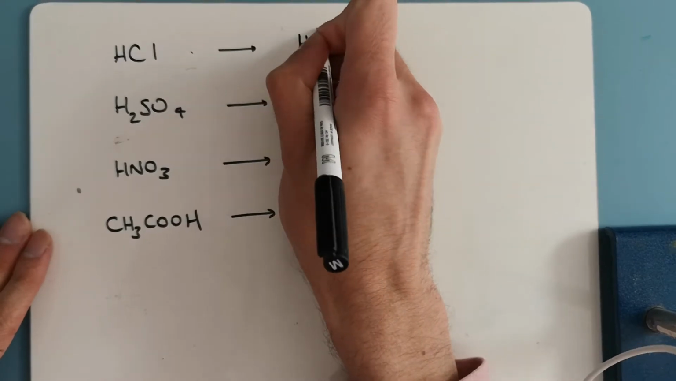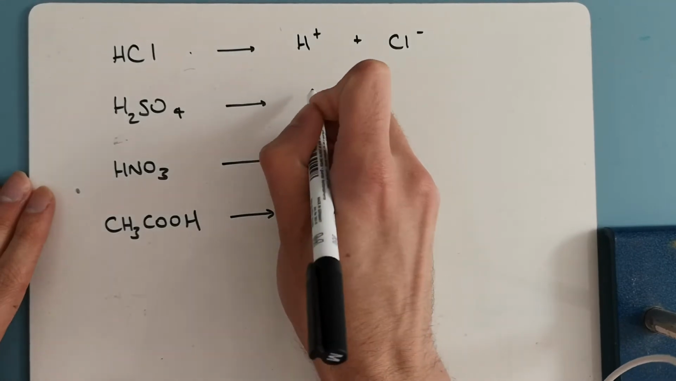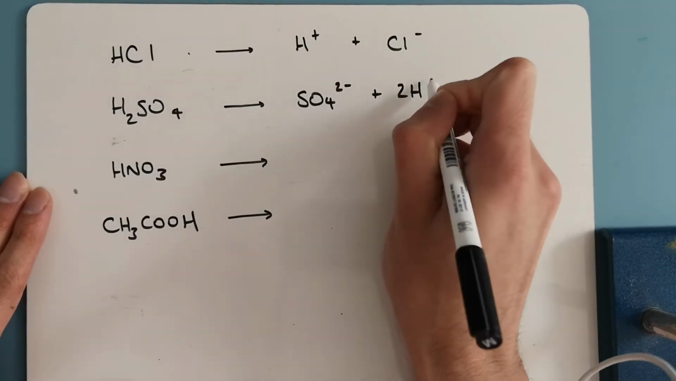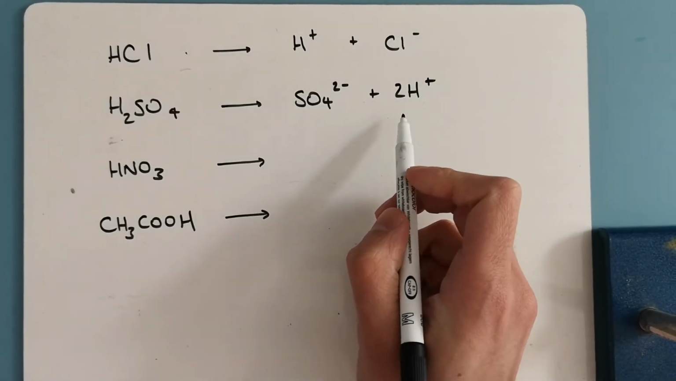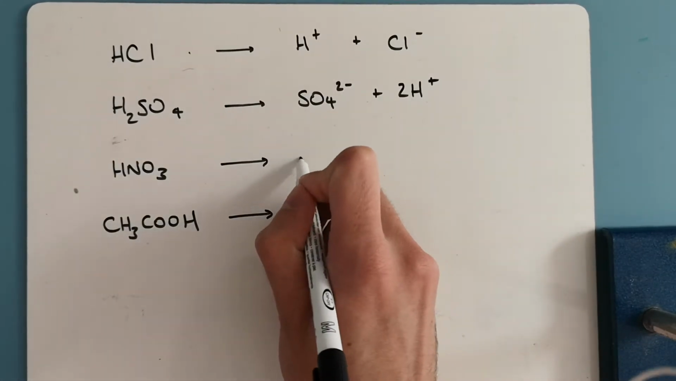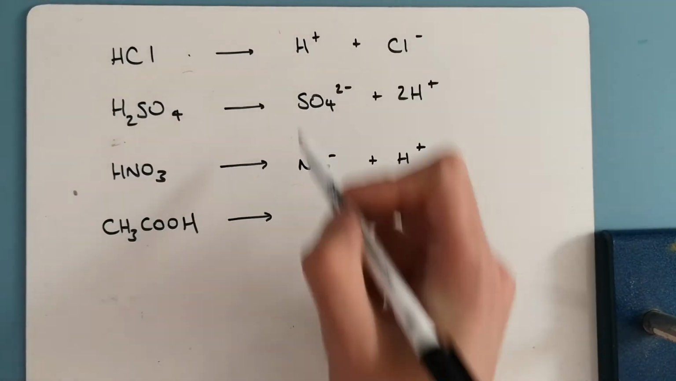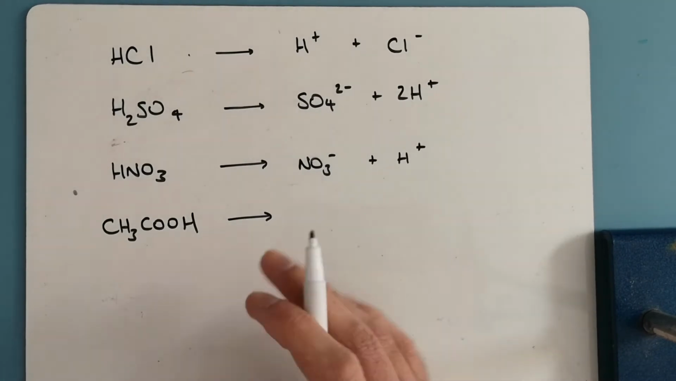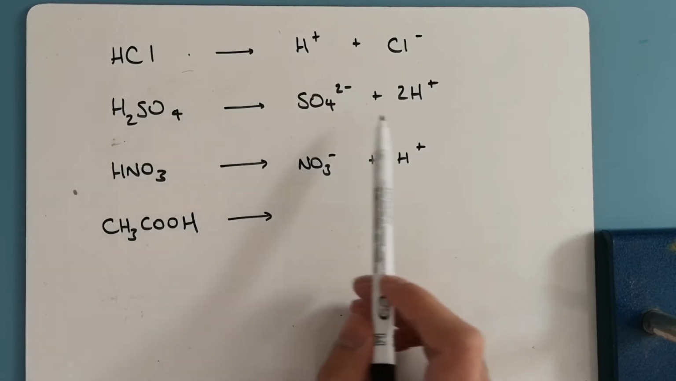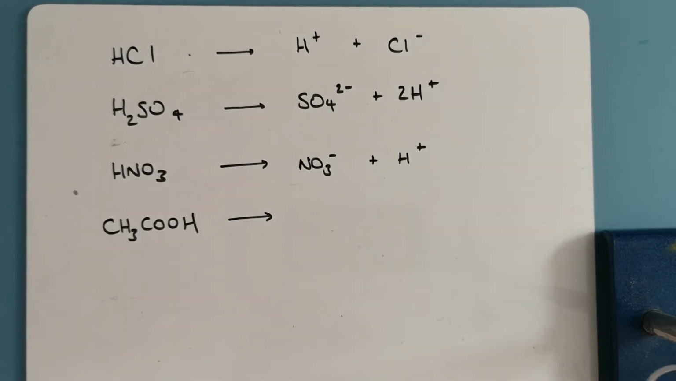So in hydrochloric acid, we get H+ and Cl-. In sulfuric acid, it can donate two hydrogen ions, so it gets 2H+, so the H2 there. Nitric acid, just a single one. Now, all of these three are declared as strong acids. They completely dissociate. So if we add any of these to water, this is the resultant we get. All of these become dissolved in water, so we'd have aqueous after each one of those.